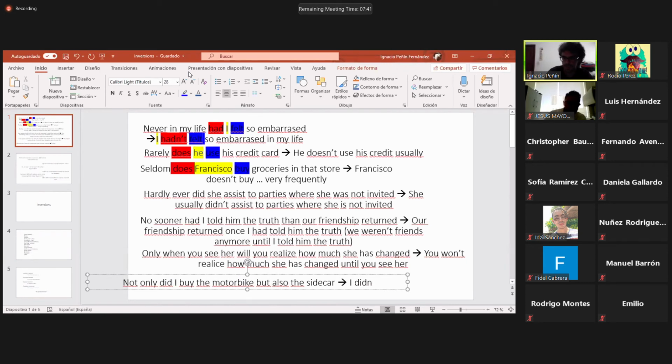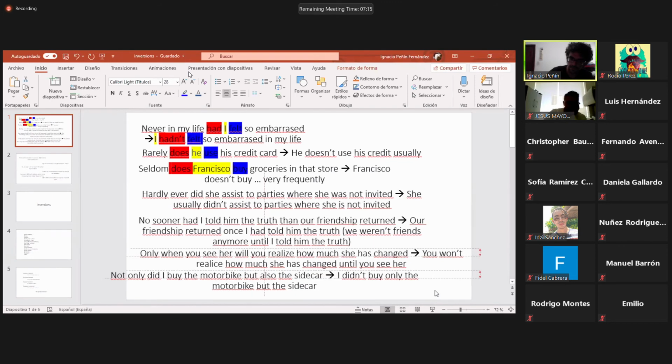I didn't buy only the motorbike, but the sidecar. Also, you can put it here also, but also the sidecar.